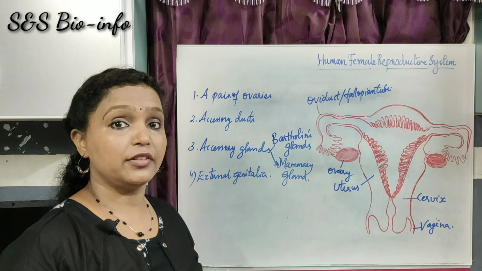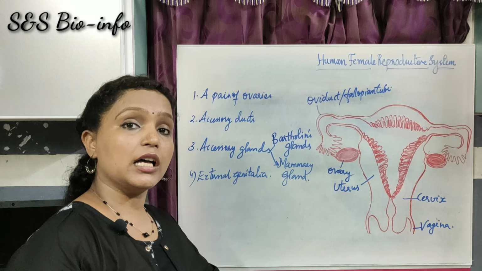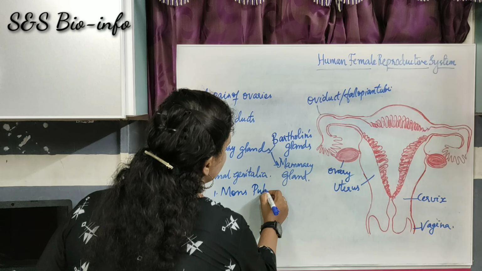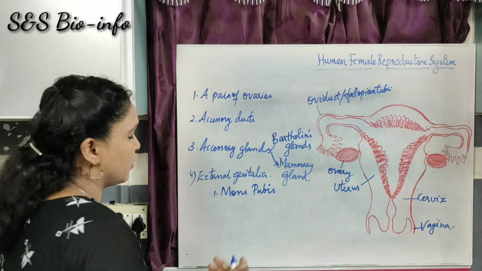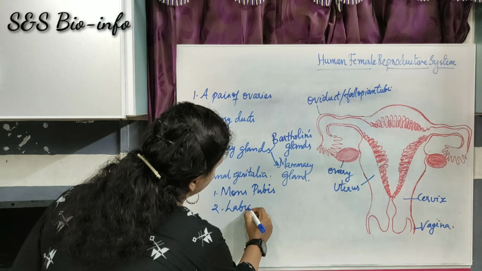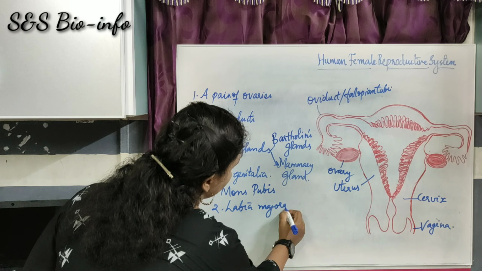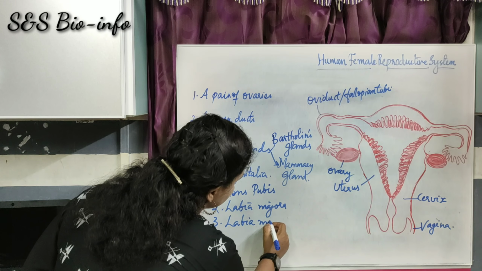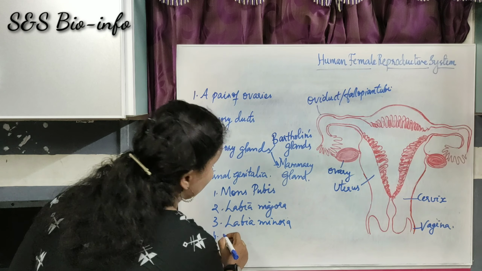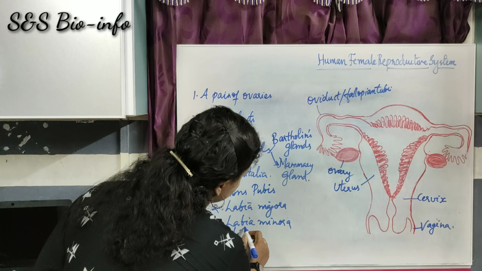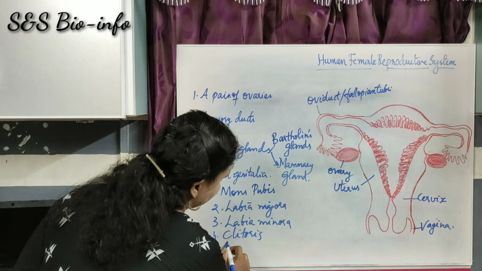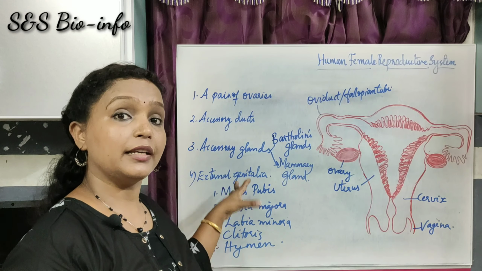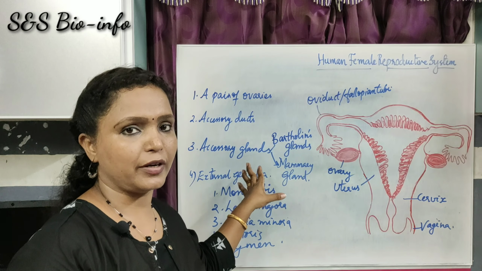The next part is external genitalia. External genitalia is the copulatory organ in the human female. It has the following parts. The first one, mons pubis, then labia majora, then the third one, labia minora, fourth, clitoris, fifth one, hymen. These are the main parts and related parts of the human female reproductive system.